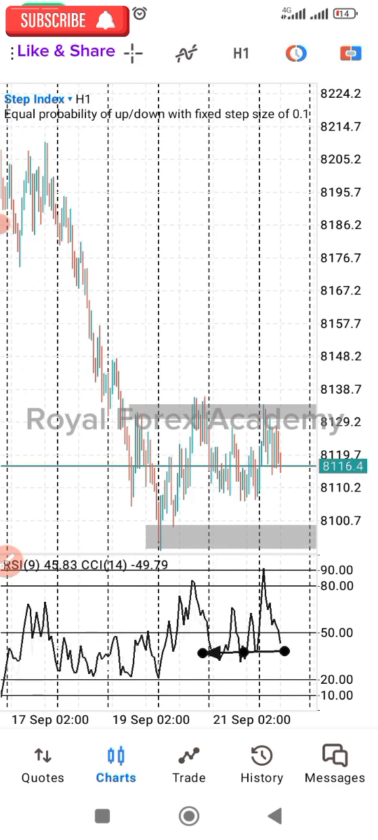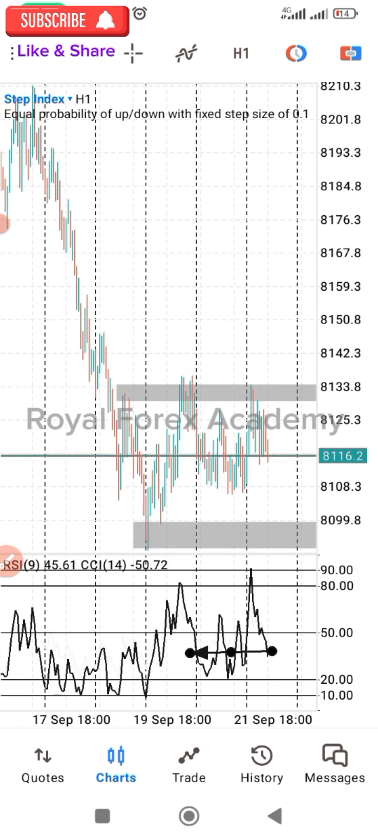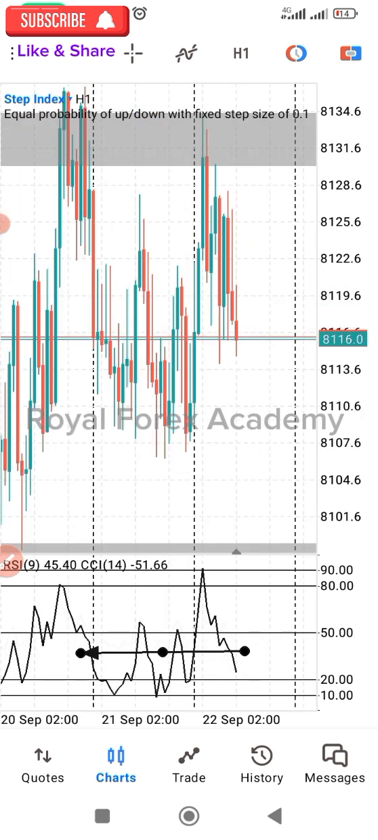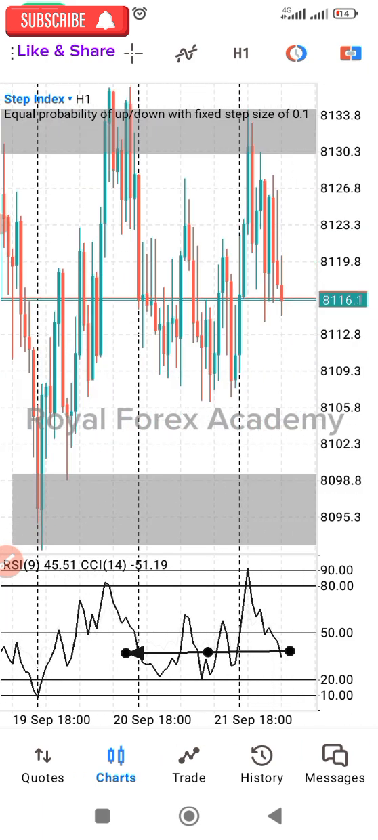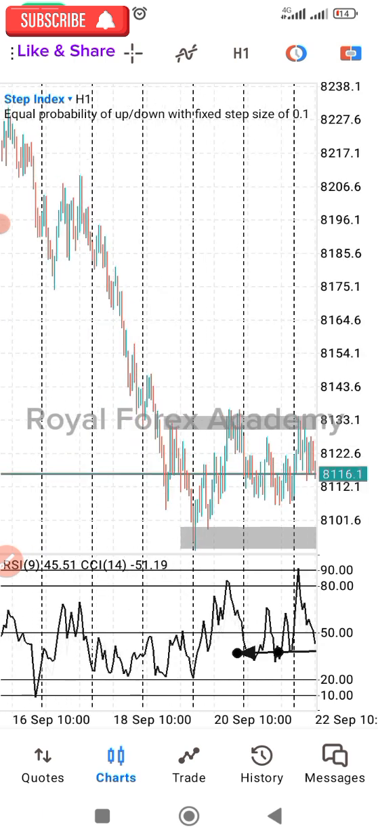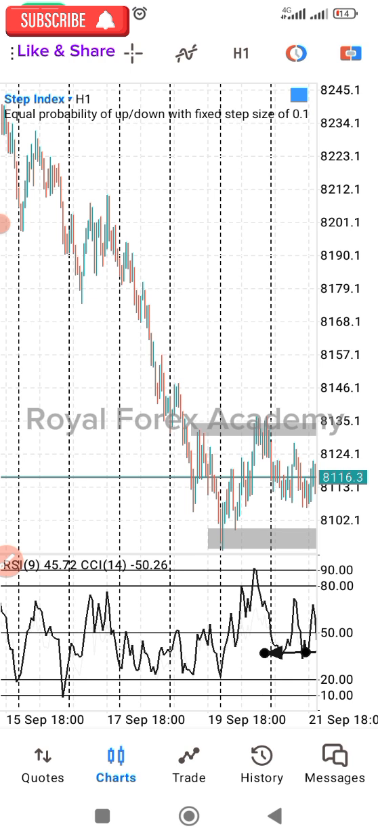So the shaded portion is my area of support and my area of resistance. So this is a current price scenario. Now I've marked my area of support and resistance. Okay, and here is another one.